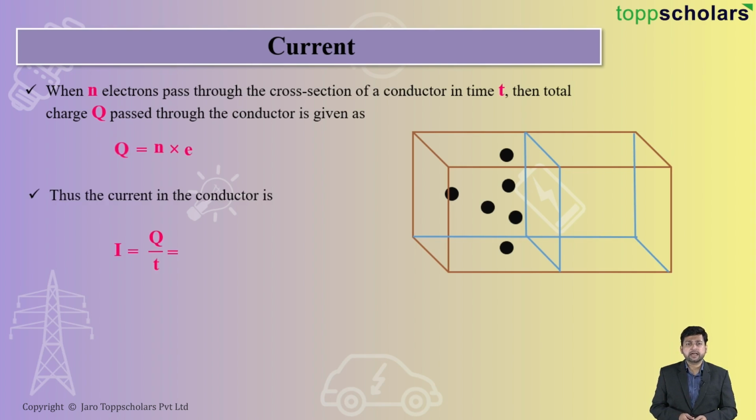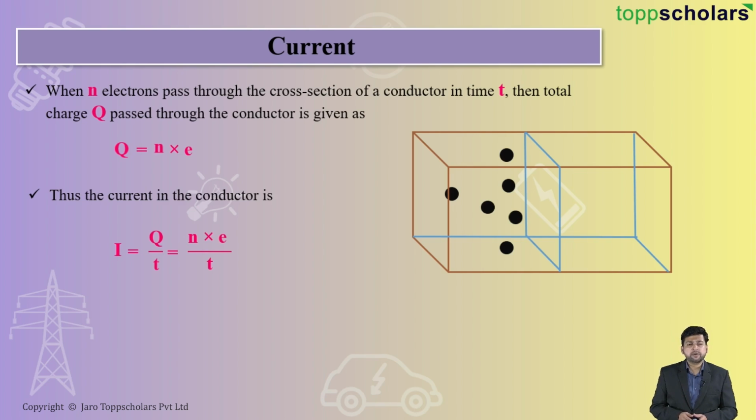Thus, the current in a conductor is given as I = Q/t. Instead of Q, I can write Q as n into e. So, the equation becomes I = n e/t. So, these two are the equations to calculate the current.